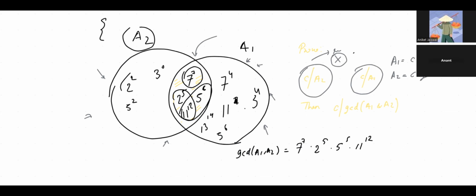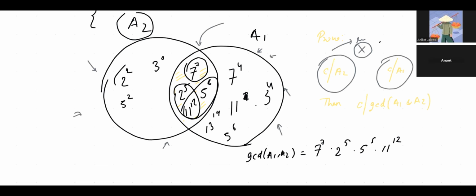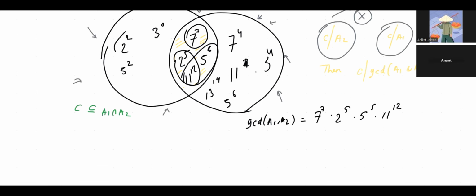So definitely it has to divide the whole GCD part. We can say that C is a subset of the GCD, the intersection of A1, A2, right? Any common divisor has to be a subset of the greatest common divisor. So from here we can easily prove this.